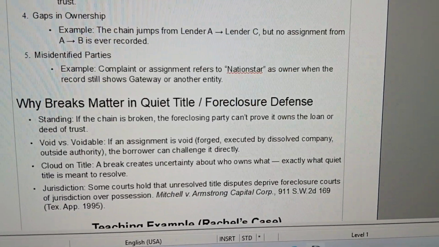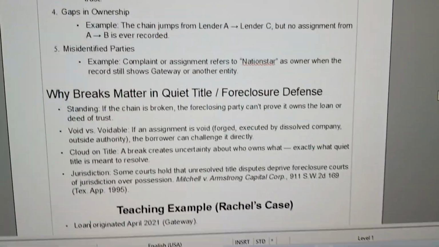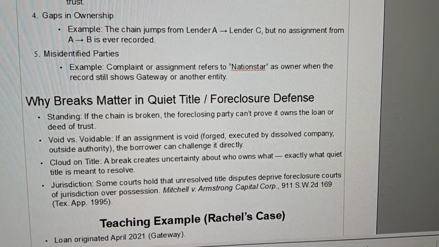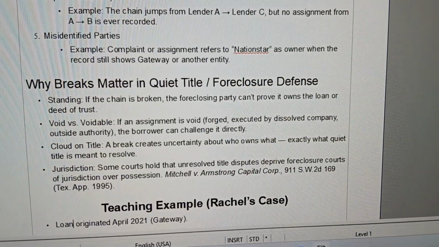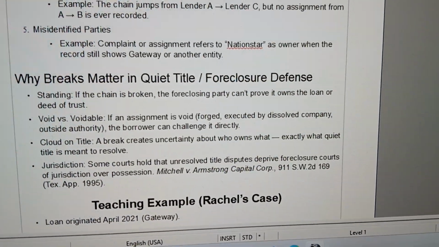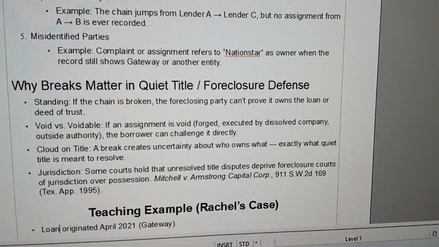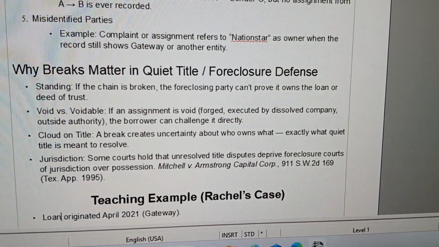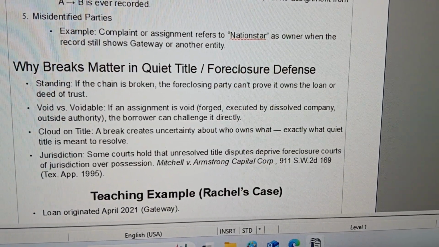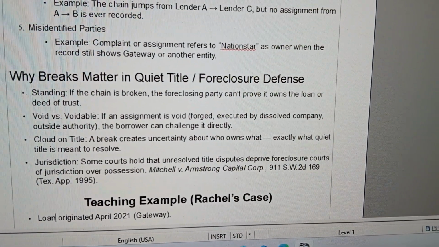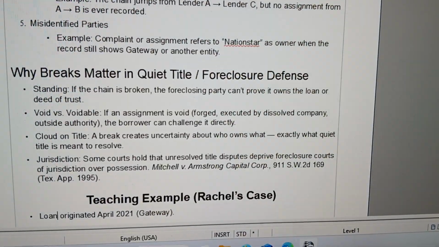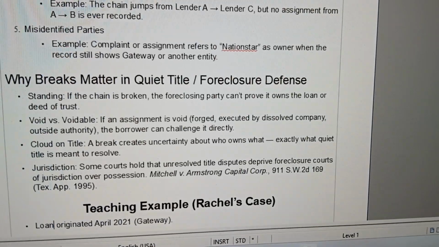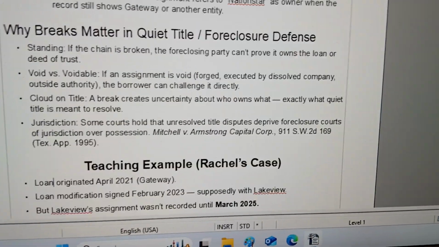Why breaks matter in quiet title foreclosure defense. Standing. If the chain is broken, the foreclosing party can't prove it owns the loan or deed of trust. Void versus voidable. If an assignment is void, meaning it's forged or executed by a dissolved company outside its authority, the borrower can challenge it directly. A cloud on the title is a break. A break creates uncertainty about who owns what, and exactly what quiet title is meant to resolve. Jurisdiction. Some courts hold that unresolved title disputes deprive foreclosure courts of jurisdiction over possession.